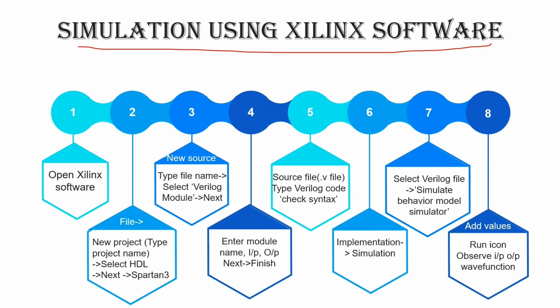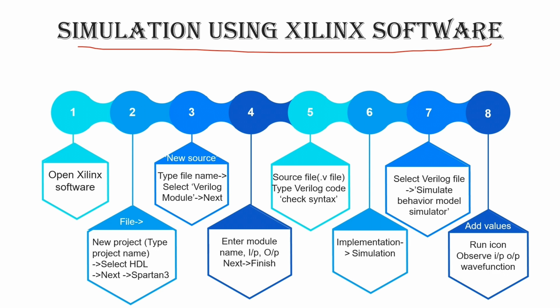These are the 8 steps which are to be followed to execute the lab assignment questions in Linux software. So open the Linux software, select new project, give name to your project, select HDL and then click on next button, then select Spartan 3 and then select file, give name to your file, then select Verilog module and click on next button.